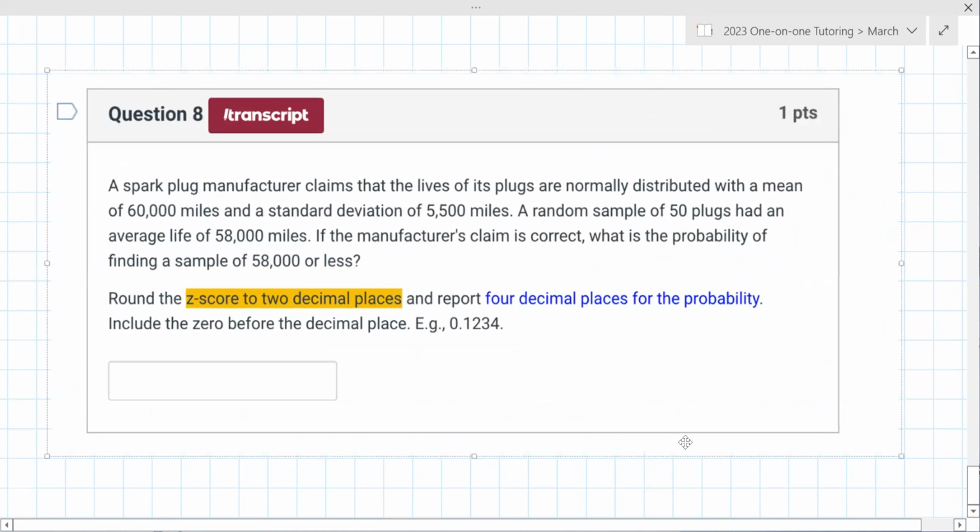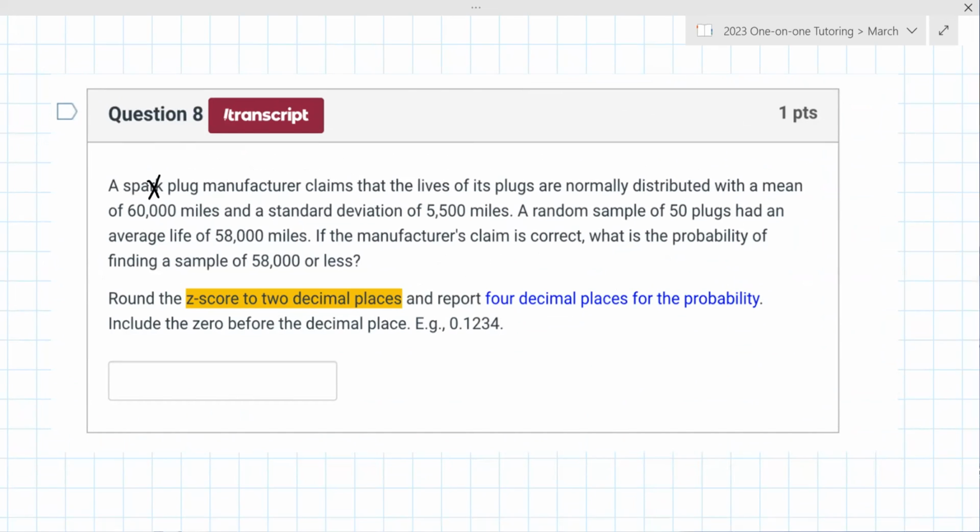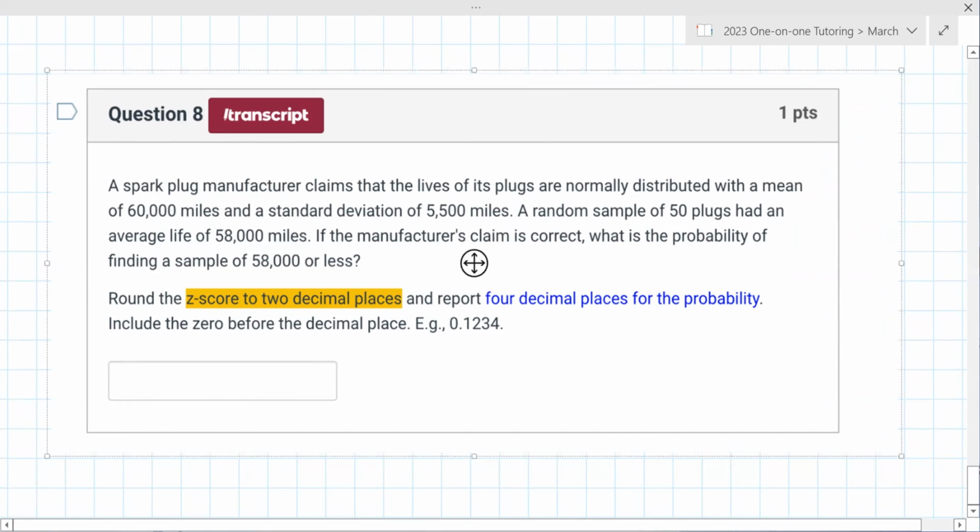Okay, a spark plug manufacturer claims the lives of its plugs are normally distributed with a mean of 60,000 miles and a standard deviation of 5,500 miles. A random sample of 50 plugs had an average life of 58,000. If the manufacturer's claim is correct, what is the probability of finding a sample of 58,000 or less? It does say to use a Z-score. That's important here because you may not know whether it's a Z or T based on some of this other information. See how it says the manufacturer claims, that's kind of an indicator that this is sigma because it's like the known accepted value, but the Z further confirms that it's a sigma.